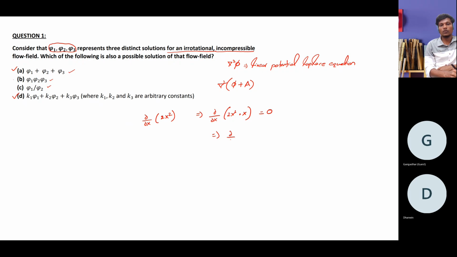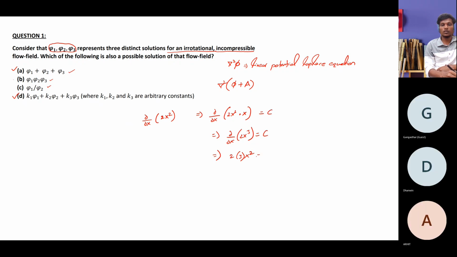This will become dou by dou x of 2x cube, just for your understanding, not for the actual scenario. And it's 2 and 3 times x square. I will say this is some constant. Instead of 0, let's take some constant. So 2 times 3 and it is x square. So 6x square you will get as a constant.